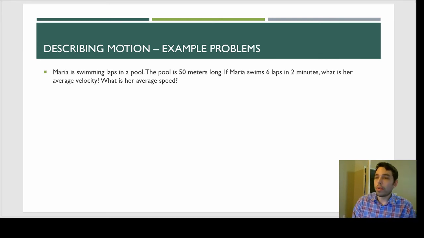All right, so here we go. What are our givens? What do we know for sure? Well, it takes her 2 minutes. We know that for sure. Time is 2 minutes. We're going to have to convert to seconds probably, huh? Because we don't like minutes. Let's see. And the pool is 50 meters long, but she does 6 laps.